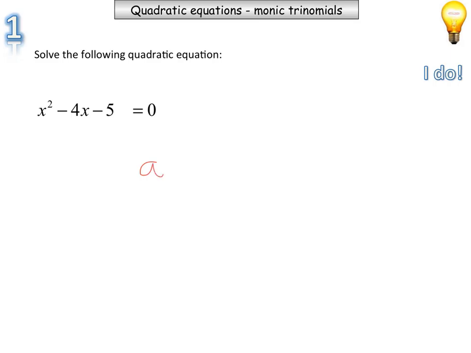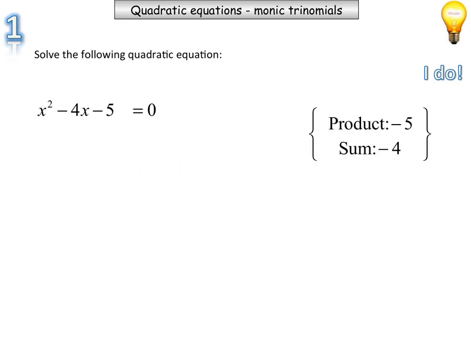Now, our general form of a quadratic equation is ax squared plus bx plus c is equal to 0. A monic, like anything that has a prefix mono, so mono meaning 1, means we've got a is equal to 1, so the coefficient of x squared is equal to 1. Like this one here, we've got 1x squared, take away 4x, take away 5 is equal to 0.